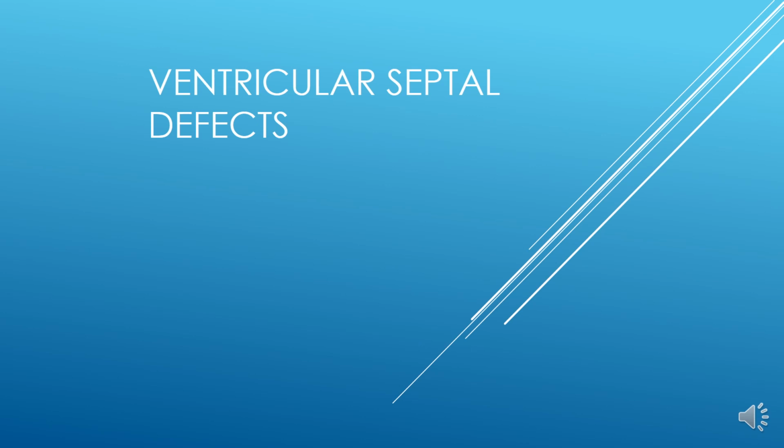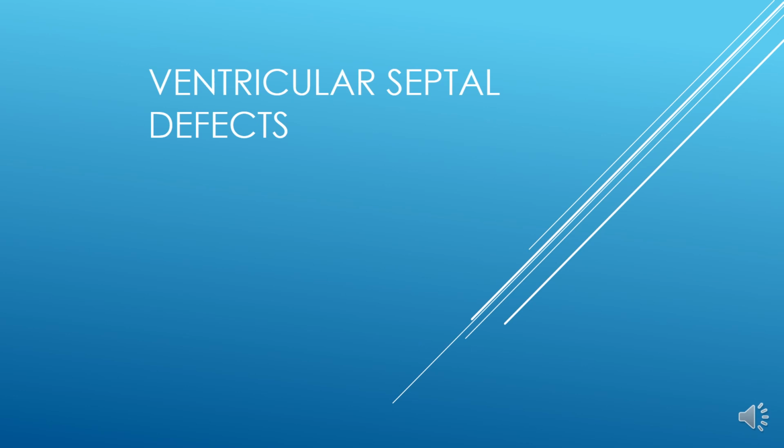Ventricular septal defects. Ventricular septal defect is a congenital cardiac malformation in which there is a hole or communication in the ventricular septum. It is the most common congenital heart defect after bicuspid aortic valves.